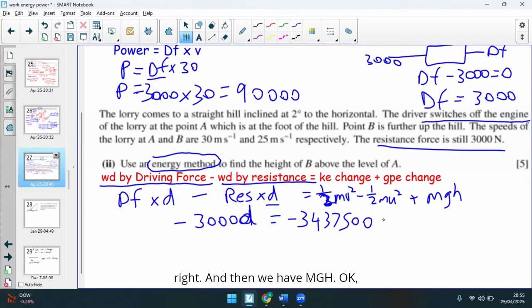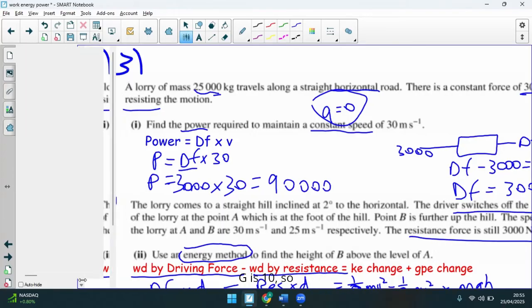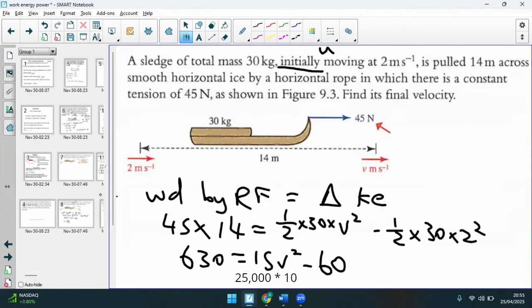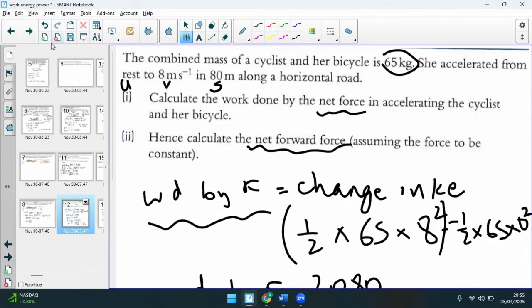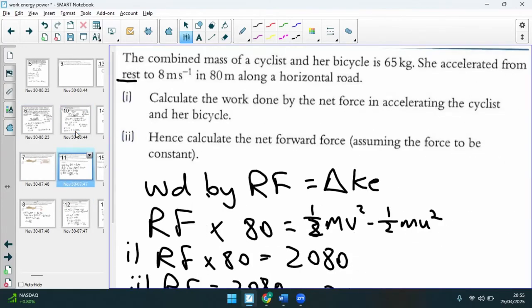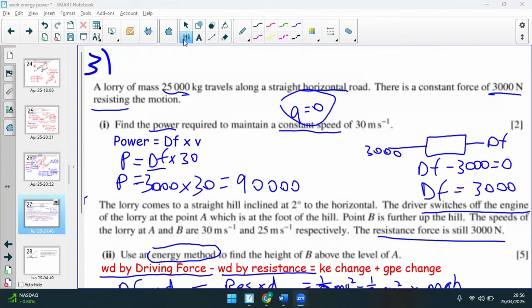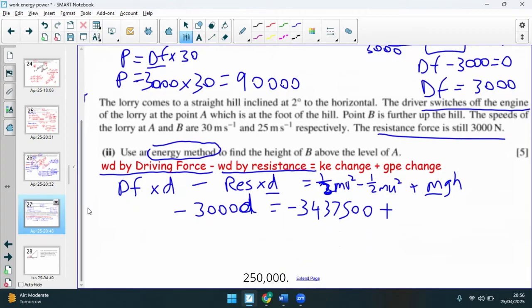Right, and then we have mgh. Okay, so m is your mass, which was 25,000. Yeah, g is 10. So 25,000 times 10. Where were we? Messed it up. Yeah, sorry. So m is 25,000, and g is 10. So 25,000 times 10 gives you 250,000.